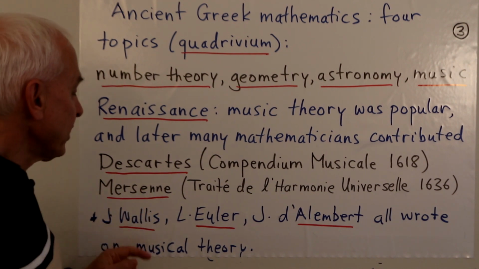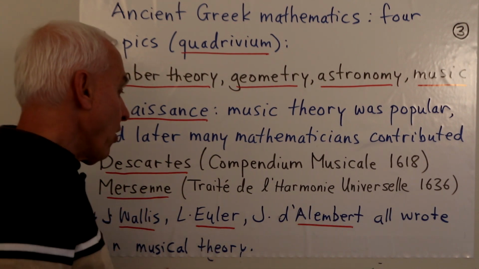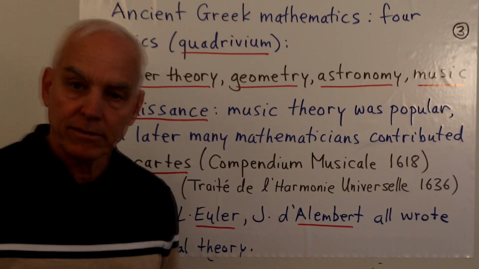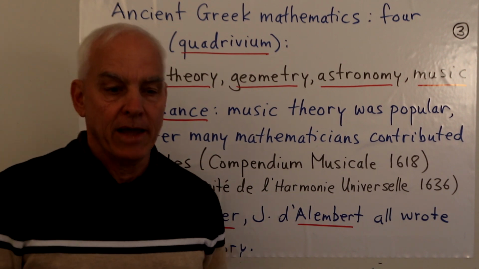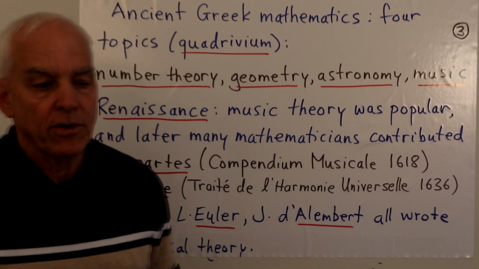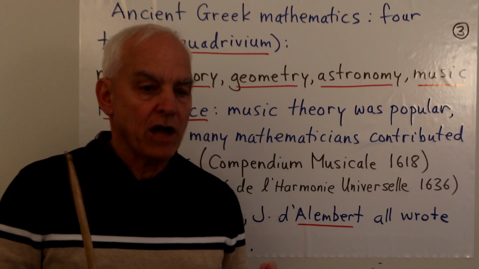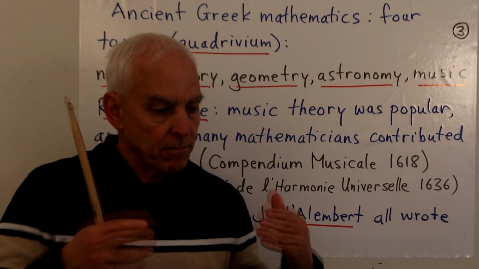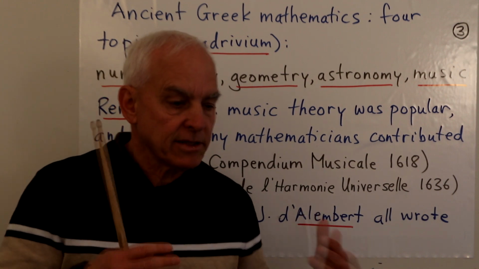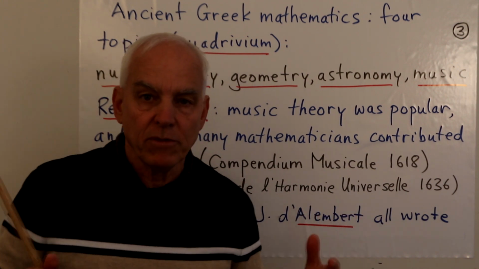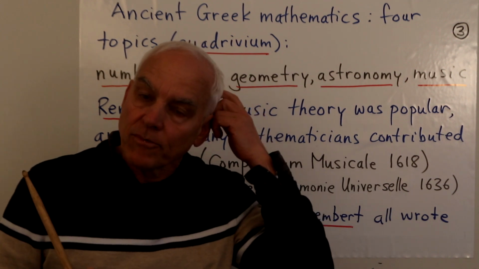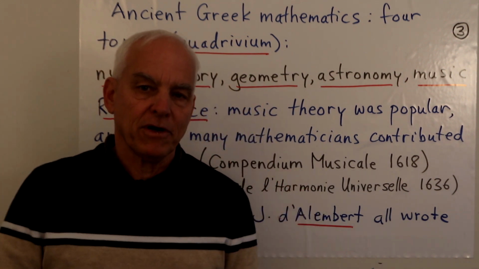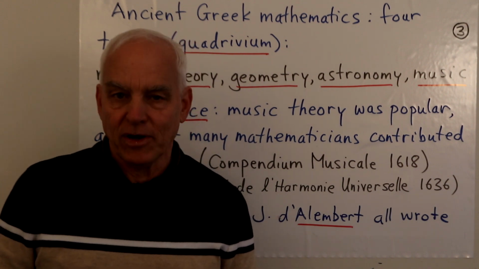And then John Wallis, Euler, D'Alembert, all of these fine mathematicians wrote on musical theory. And other people as well. So there is a long tradition, not just of informal connection between mathematics and music, but actually mathematicians thinking seriously about the structure of music and how to organize and think about this. So what I'm doing here is really in the spirit of a long-standing interest that's been going on for a long time.